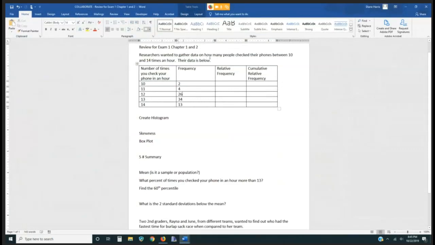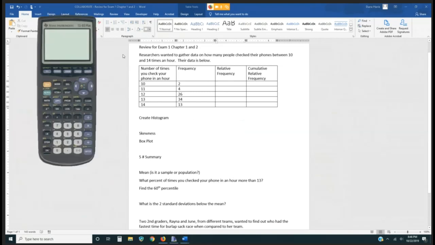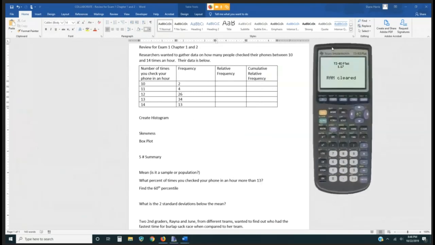Researchers wanted to gather data on how many people check their phones between 10 and 14 times an hour. Their data is below. So here we have the number of times that they check their phone in an hour and the frequency. Let's begin by calculating our relative frequency, and I'm going to pull up our TI-83 here.